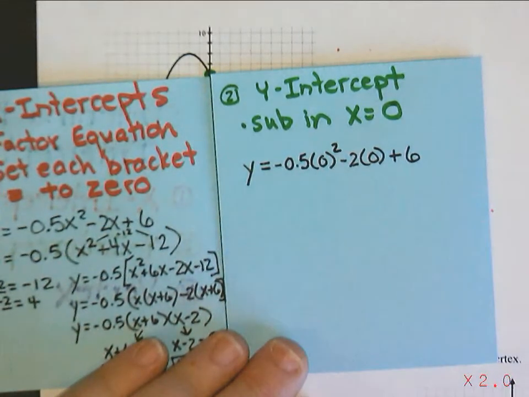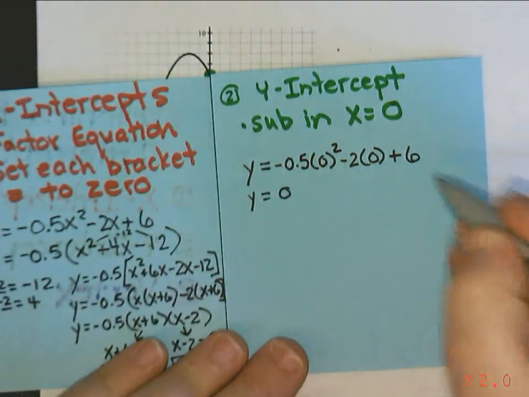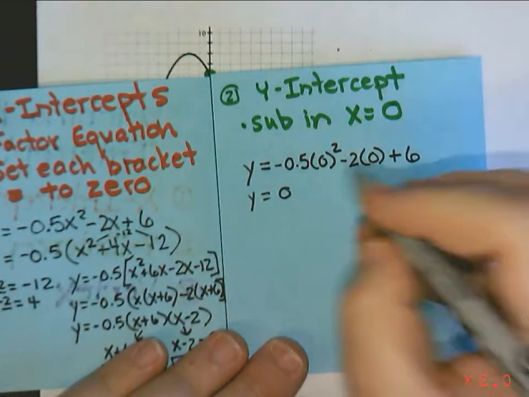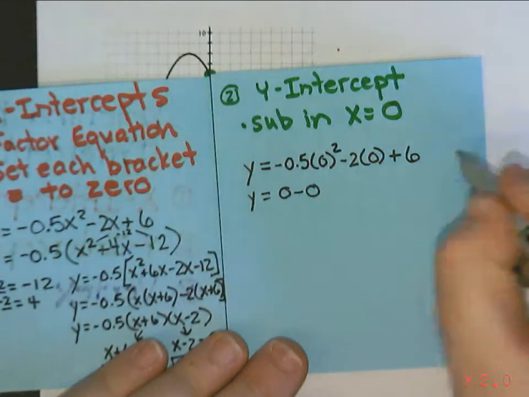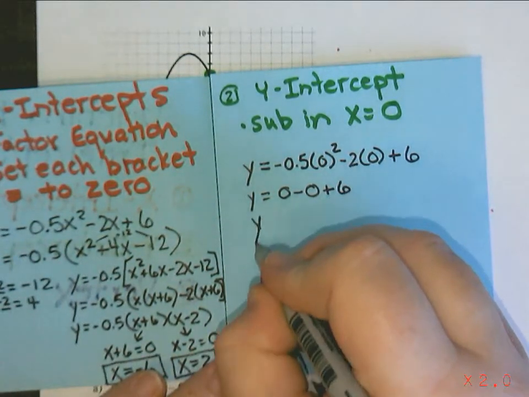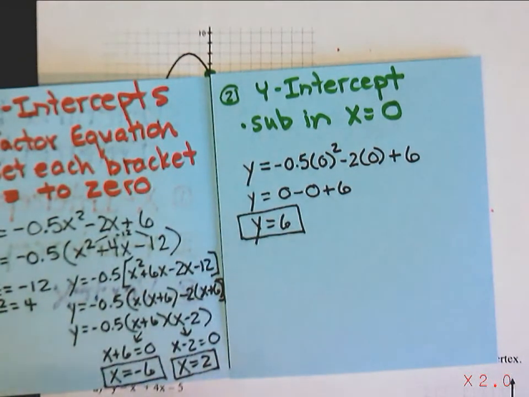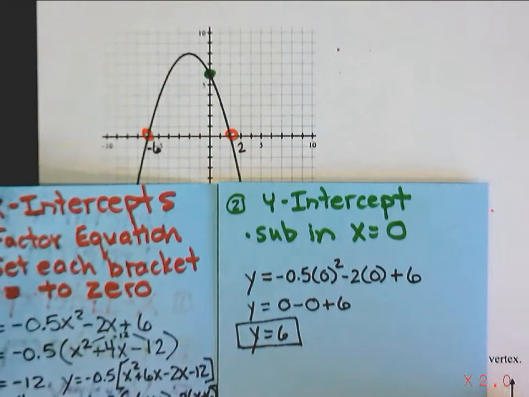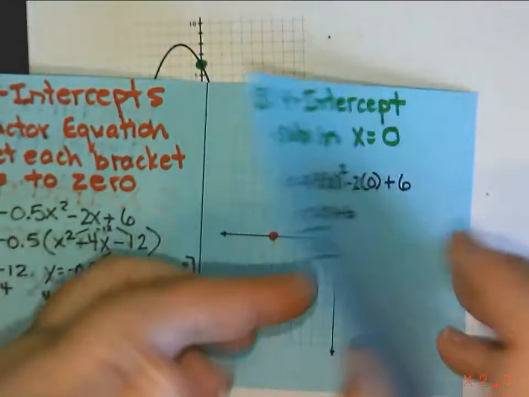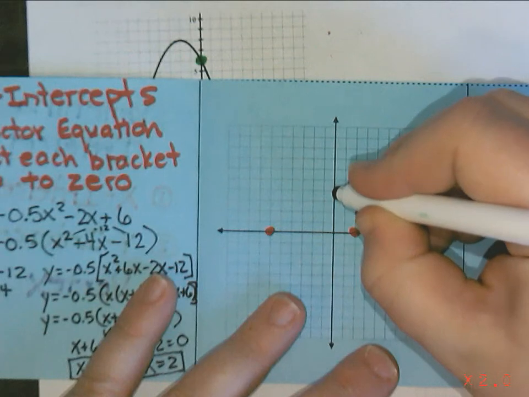0 squared is 0, times negative 0.5 is still just 0. Negative 2 times 0 is 0, and 6 is 6. So 0 minus 0 plus 6 is 6. So our y-intercept is going to be at y equals 6, which matches what's on my graph. This is definitely a 6. So on my graph on the inside, I'm going to mark on my y-intercept of 6.